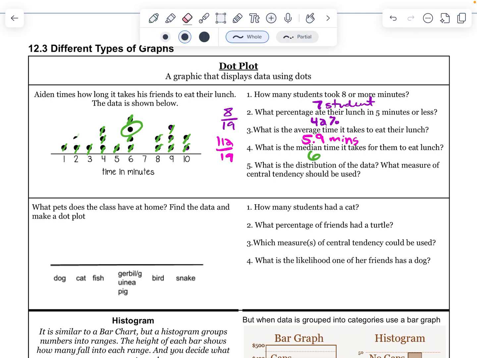What is the distribution of the data? So is it skewed left or right? Is it symmetric? What are we looking at? Maybe a little bit of a skew, but if you look, my average and my median are about the same. So we're going to say we can use the mean or the median. It doesn't really matter. It's not skewed.